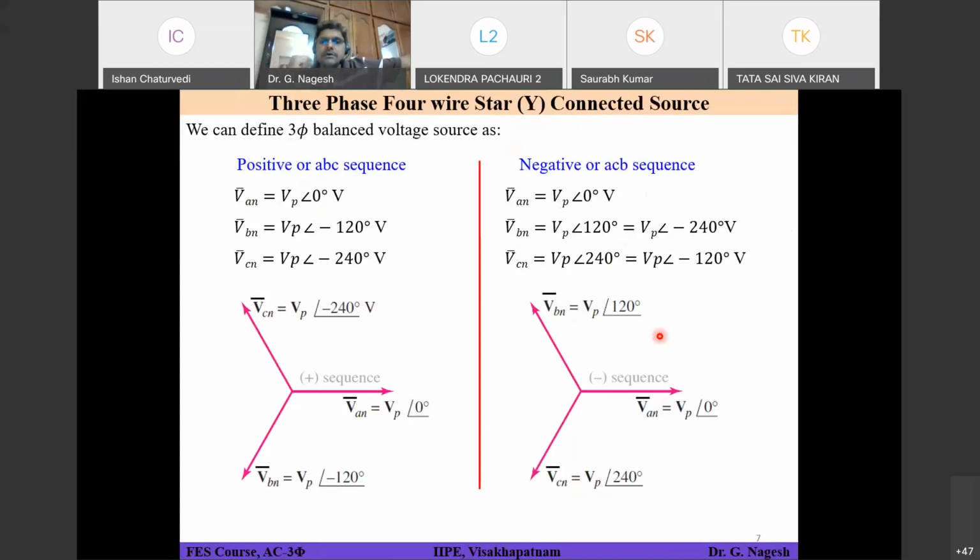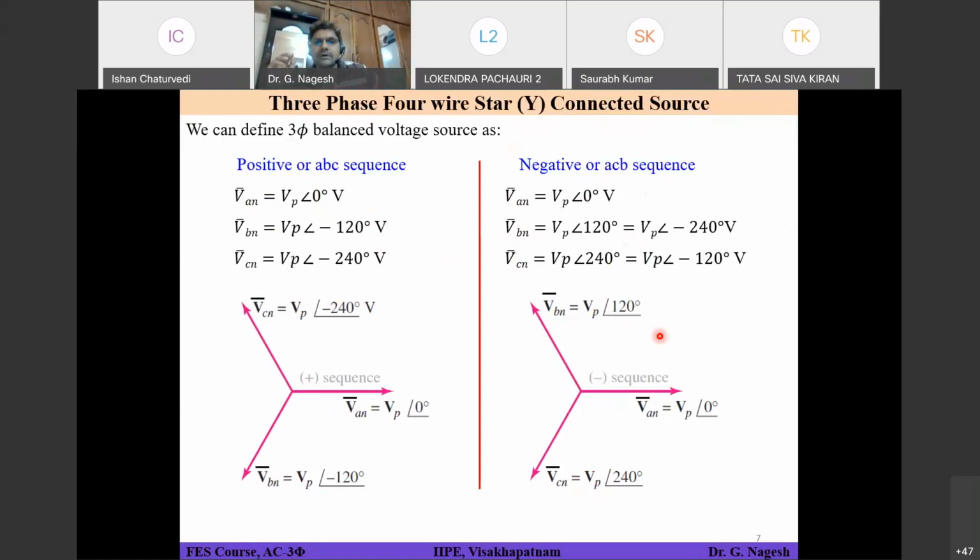So if that water is falling from the top, and your blades are rotating in the clockwise direction, then you will get, let's say, positive sequence. If I make the water fall in the opposite direction and make the rotor rotate anti-clockwise, then you will have this kind of sequence. You are understanding? That means in the generator, if your rotor is rotating clockwise, you will have positive sequence. If your rotor is rotating anti-clockwise, you will have negative sequence.